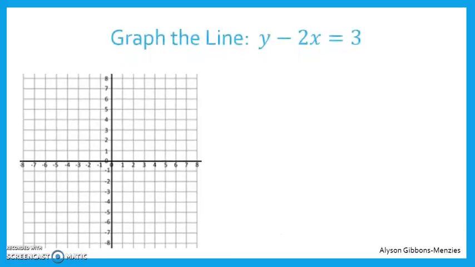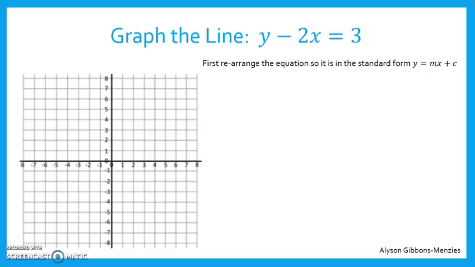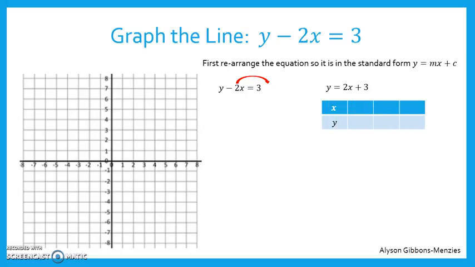Finally, you might get an equation that's not in the standard form, such as this one. Graph the line y minus 2x equals 3. So first we're going to rearrange the equation so it is in the standard form, y equals mx plus c. So we're going to add 2x to both sides of the equation, and we're left with y equals 2x plus 3. Make the table. We don't have fractions, so we'll start with x equals 0. When x is 0, y equals 2 times 0 plus 3, y equals 3.